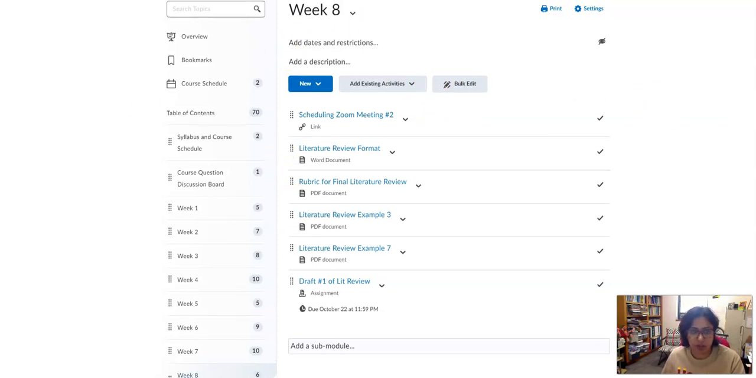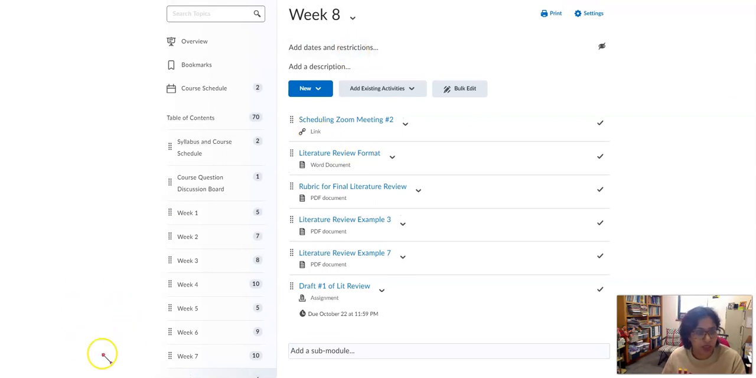I'm going to adjust the window just a little bit. So in the week 8 folder, obviously you have that Zoom meeting that you are scheduling. And so it is right here. Apologize for that sound. Here it is, the same link as that in week 7. Okay. So the next thing that you have is your literature review format. So it is a Word document. You can take this and plug in your own outline and work from it.